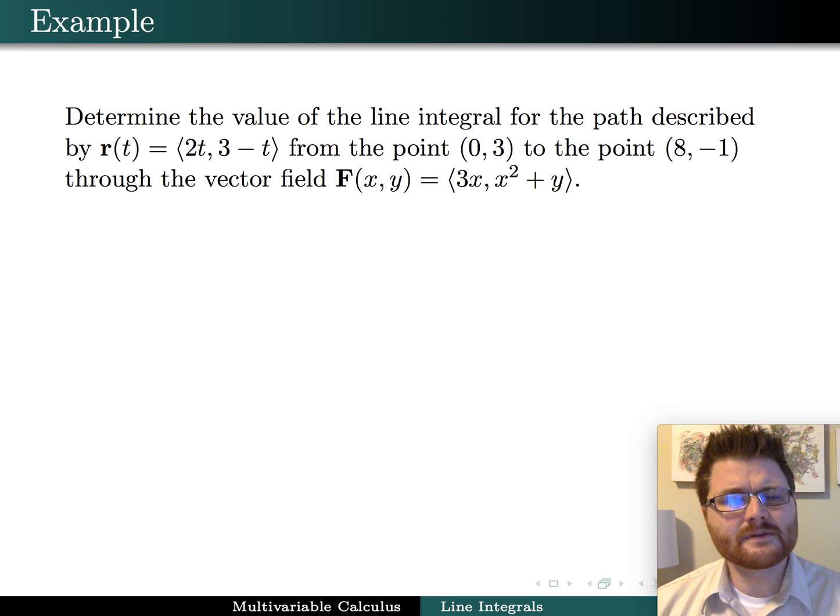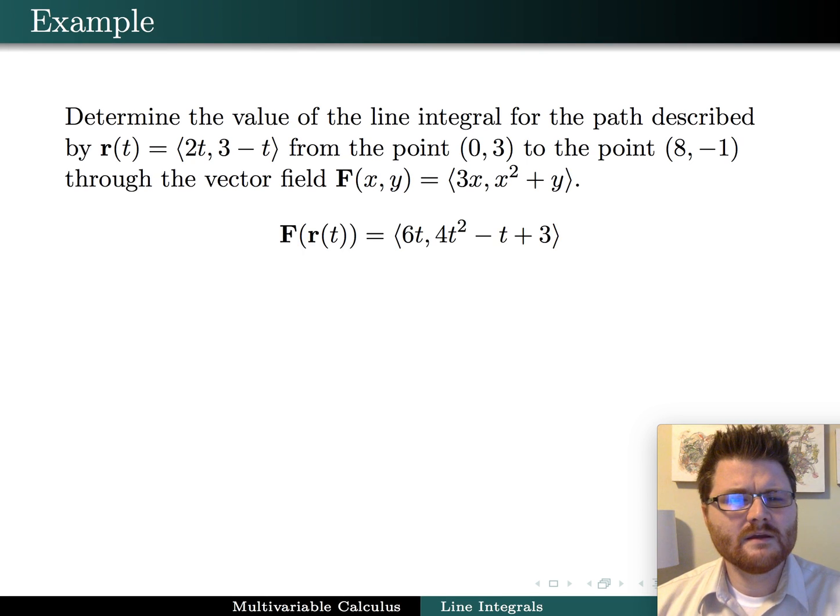So how can we handle this? Well, first we need to figure out what the value of the vector field is at all the different points in terms of our parameter t. And so F of r, and really that's just a shorthand, what we're thinking about is r tells me the points x and y that are on the path, and so x is 2t and y is 3 minus t. So plugging that into F, I get F as a function of the parameter t. I get those vectors at the points along the path.